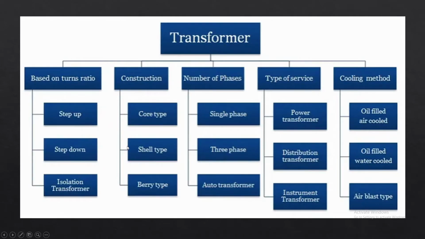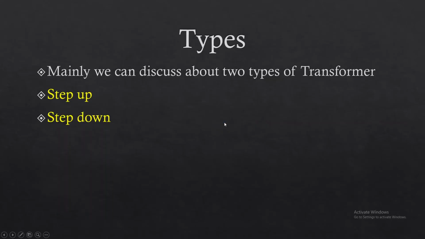Here we have some types of transformer depending on turns ratio, construction, number of phases, type of service, and cooling method. Mainly, we are going to talk about step up and step down transformers. You already know that at your homes, single phase or three phase meters are available. A step up transformer basically steps up the voltage. If you provide 20 volts, it can step up to 100 volts or 220. It depends upon how you design the transformer. A step down transformer is normally used by electronic engineers to convert 220 volts into 12 volts or 10 volts.